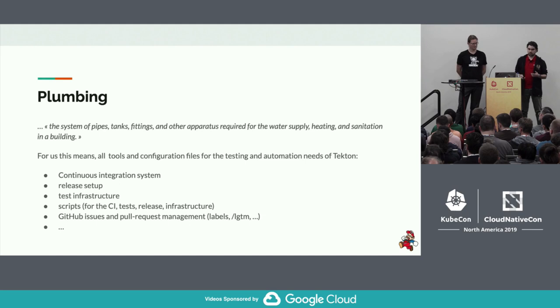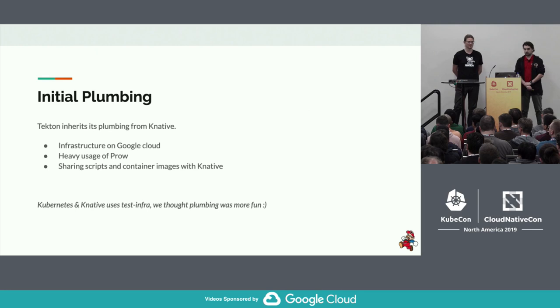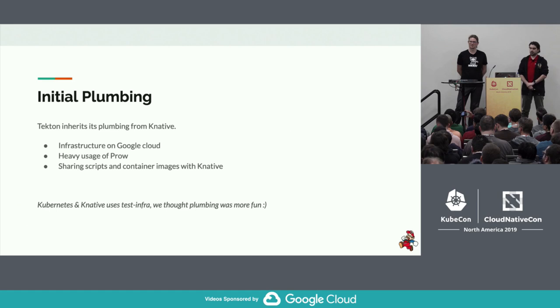So our initial plumbing on Tekton was coming from Knative, because historically Tekton CD pipeline is coming from Knative. It was a spin-off of Knative build. This means it runs only on Google Cloud. It makes heavy usage of Prow. And we initially shared scripts, containers, images, and literally everything with Knative. So once we got out of the Knative organization, we needed to do things our own way.